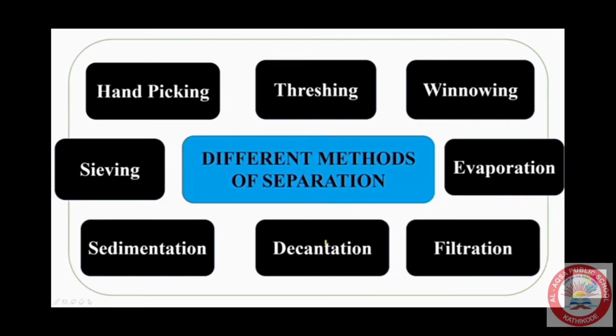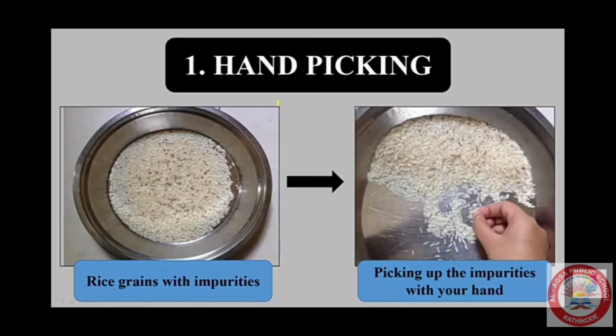Okay, dears, these are the different separation methods: hand picking, threshing, winnowing, sieving, sedimentation, decantation, filtration, and evaporation. Let us start from hand picking. In the first picture you can see rice grains with impurities. How can we remove these impurities? Yes, by our hands. We can pick up these impurities with our hand.